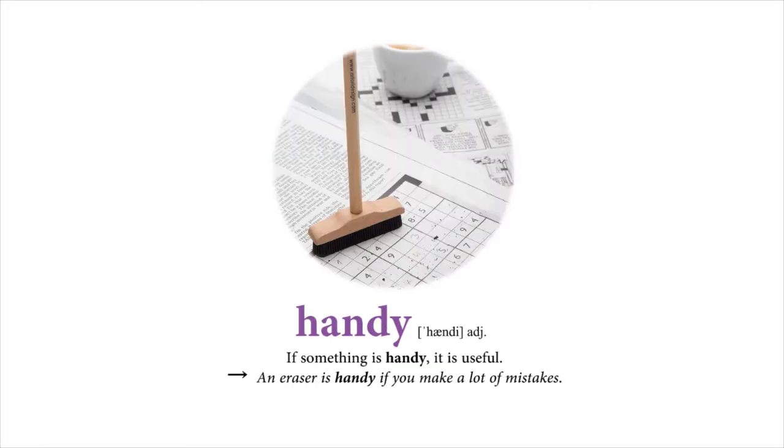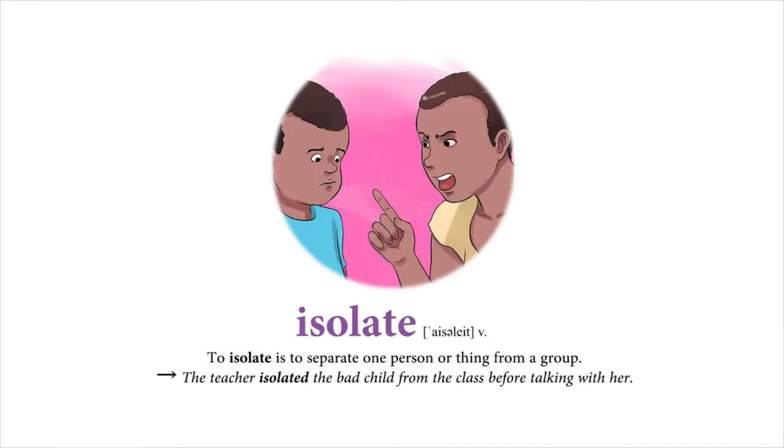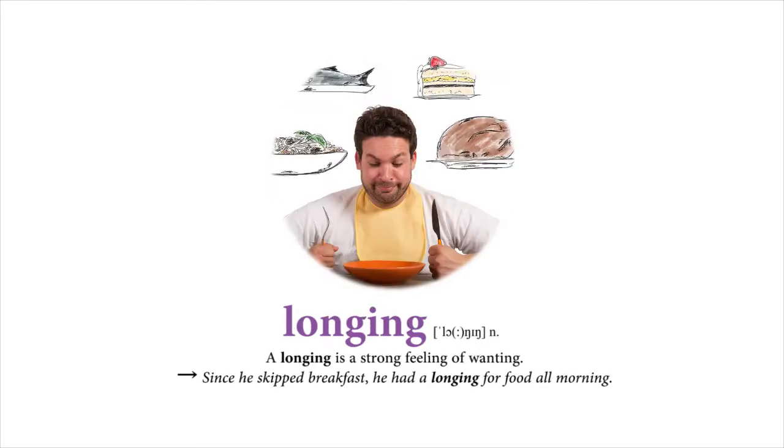Handy. If something is handy, it is useful. An eraser is handy if you make a lot of mistakes. Isolate. To isolate is to separate one person or thing from a group. The teacher isolated the bad child from the class before talking with her. Longing. A longing is a strong feeling of wanting. Since he skipped breakfast, he had a longing for food all morning.